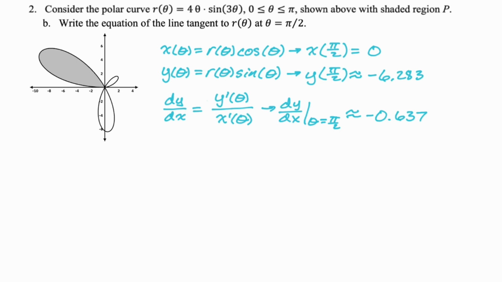Very common. So our tangent line will just be y minus y0 equals m times x minus x0. X is 0, y is negative 6.283, and the slope is negative 0.637. There you go. All right, let's take a look at part C here.